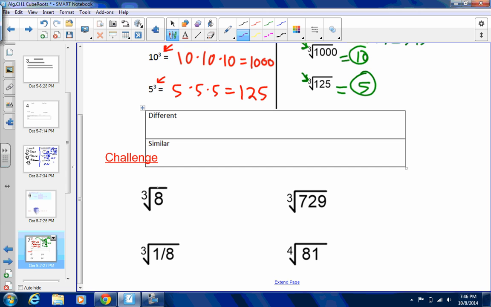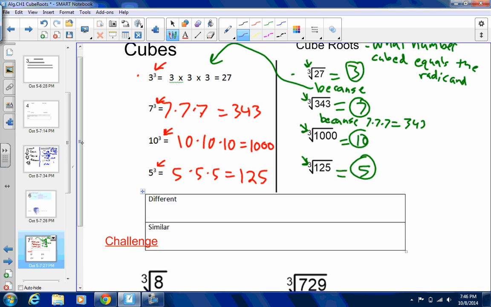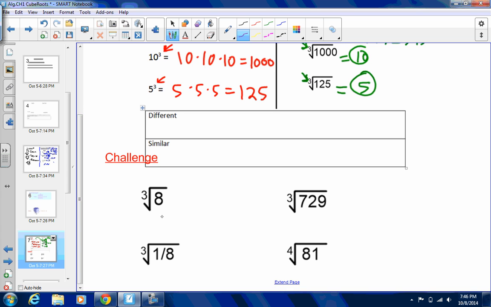So a number times itself 3 times, getting to 8. Let's think small, because it's going to have to be smaller than 8. Maybe 3? Nope, we said 3 times 3 times 3 gets you to 27. So let's try smaller. 2 times 2 times 2 equals 8. Good. 2 times 2 is 4, times 2 is 8. So our answer is 2.